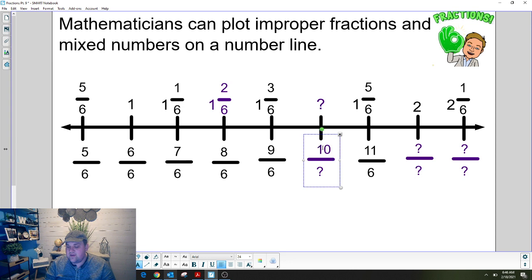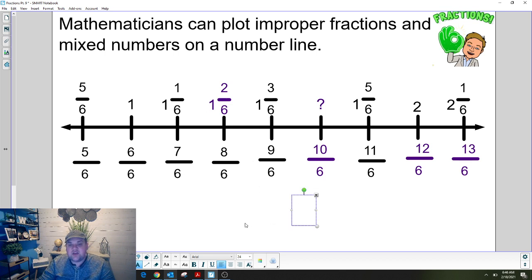Oh yeah, you're right. It's 10/6. Good. 11/6. What are the last two fractions here? What are the last two? Enter that into PlayPosit. You'll put a space between the fractions because you're going to put two different fractions here. If you said 12/6 and 13/6, you are correct. So just as a number line with whole numbers, we can have number lines represent fractions, improper fractions, and mixed numbers.